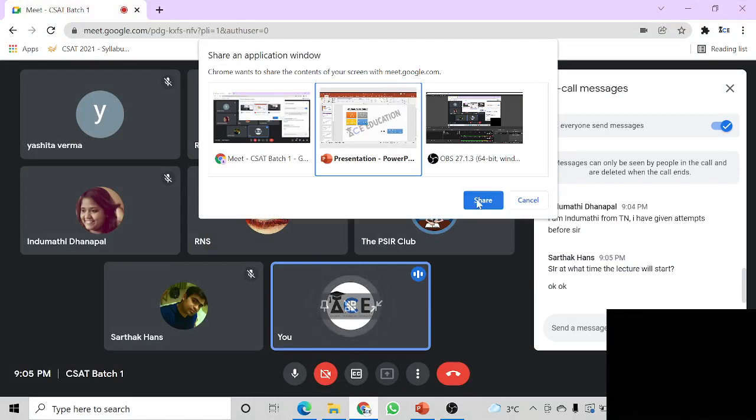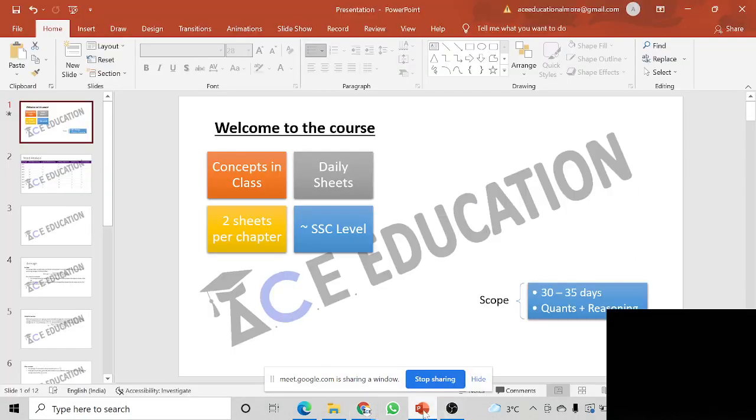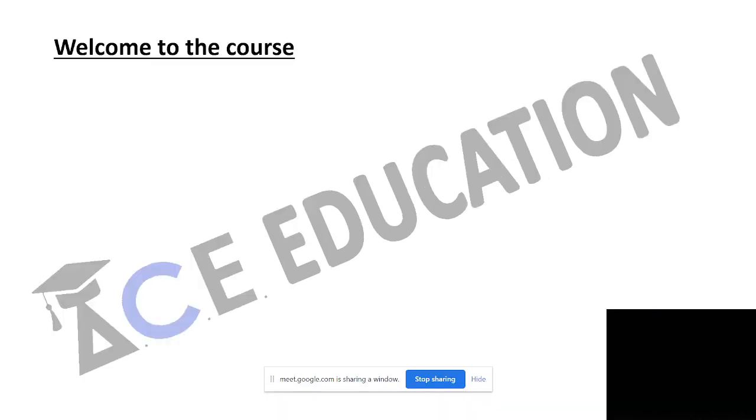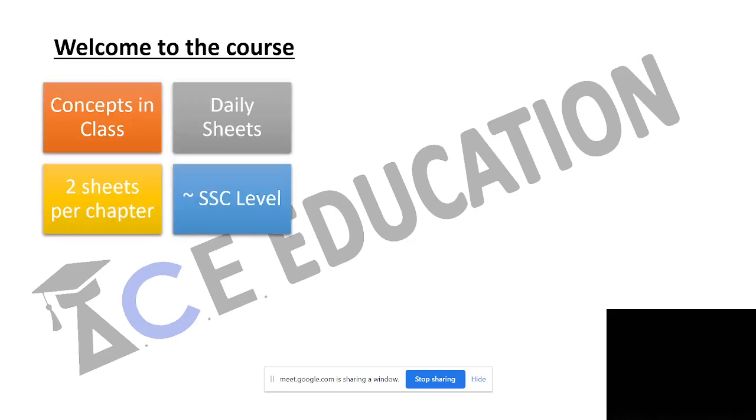Planned the sessions for us is, I was going through what CSAT is, and how the paper is set. So basis all of that, the first thing that I want to run in the course is, one, we'll do the concepts in class. And I'll give you daily sheets, which would roughly be 2 sheets per chapter. And the level that we'll be doing is we'll be starting very gradually from the basic level, and we'll touch somewhere close to SSC levels. So that is the idea when I've made this course.